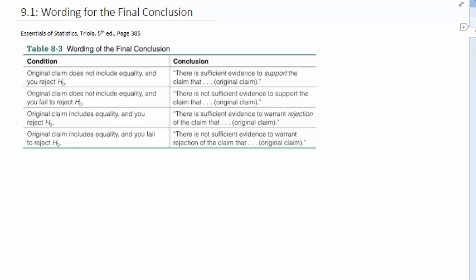I find this table to be really helpful for the wording of the final conclusion. The original claim does not contain a condition of equality, and you rejected the null hypothesis. Now, we did not reject the null hypothesis, so let's move on. The original claim does not contain a condition of equality, so we have that, and you fail to reject the null hypothesis, so this is what we're looking for: there is not sufficient evidence to support the claim that. That's what we're going to use.